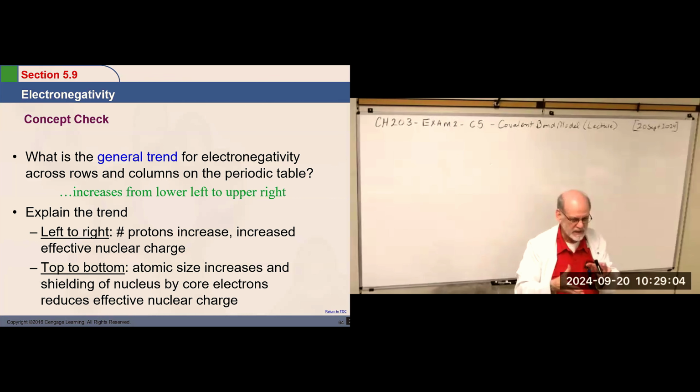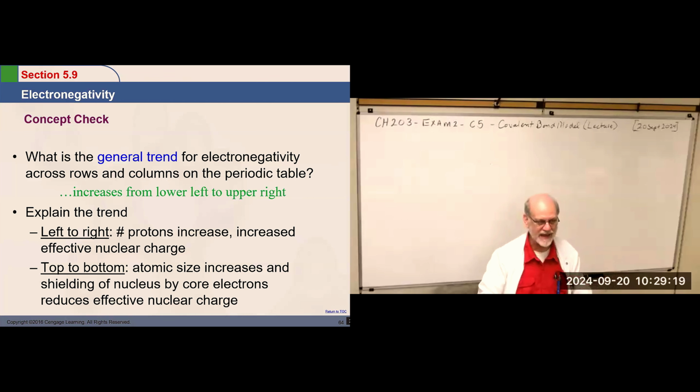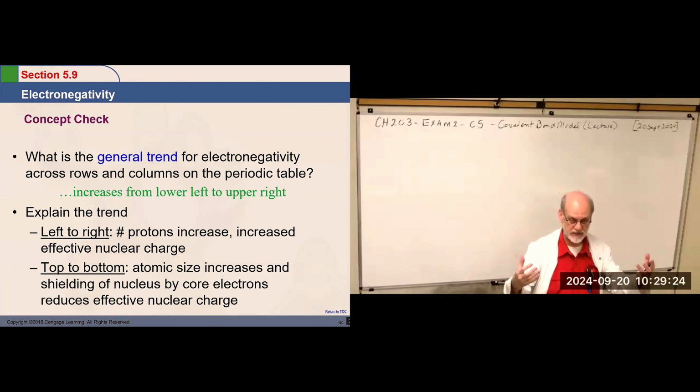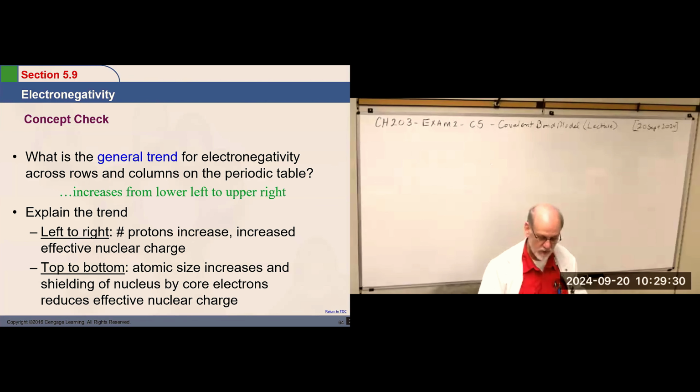And what they tend to do is that negative charge shields the nucleus. Right? It tends to balance some of that positive charge. So as you go from top to bottom, you decrease electronegativity because you're adding more electrons to the shells, and you're getting shielding on the inside from those core electrons. So you reduce the effective nuclear charge. Even though you're adding more protons, you're shielding all that added positive charge by the core electrons. So put those two together and you get lower left to upper right.